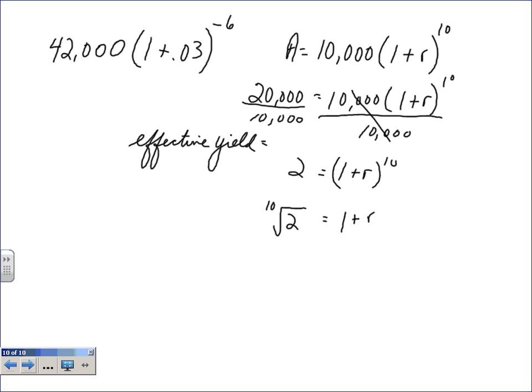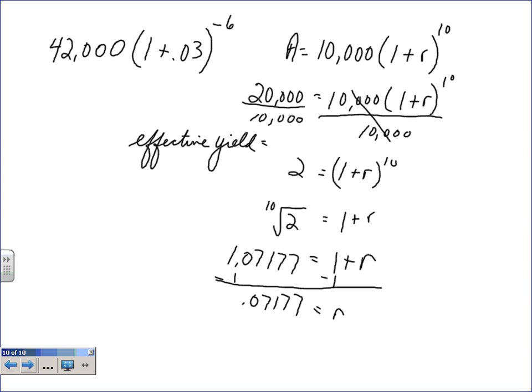And so I would get 1.07177 equals 1 plus r. We're looking for r, which is the effective yield. So I'll subtract 1 from each side. And I get 0.07177. And what is that percentage? 7.2.